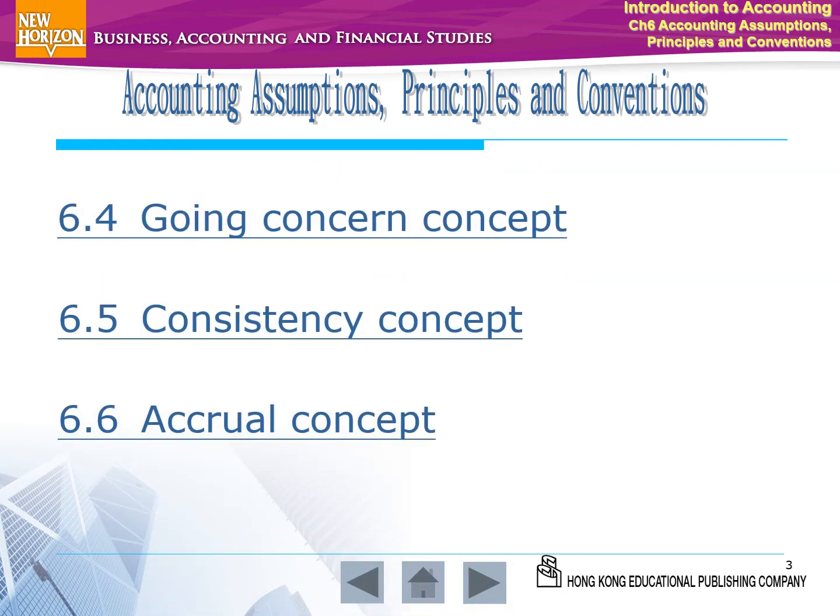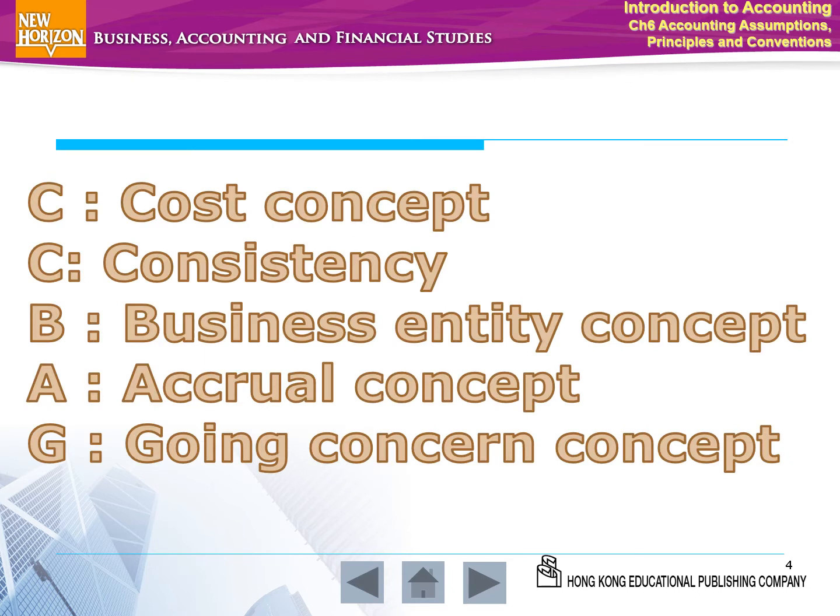There are 5 main accounting concepts: going concern concept, consistency concept, and accrual concept. In order to help students to memorize all those 5 accounting concepts, I use the abbreviation CCBAC. The first C stands for cost concept. The second C stands for consistency concept. B stands for business entity concept. A stands for accrual concept. G stands for going concern concept.